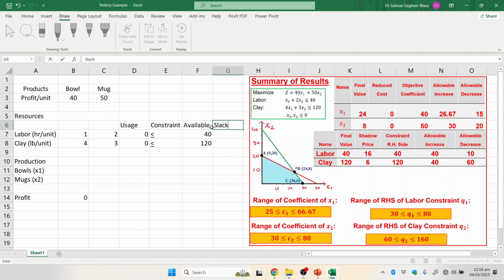And the final cell is the slack, that is telling us that it is equal to the available minus usage, and this is available minus this usage. So this is how it is done. So once we have this setup, let's go to the solver, and solver is in the data tab.